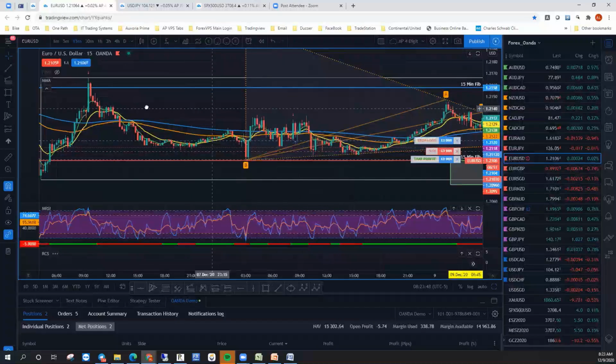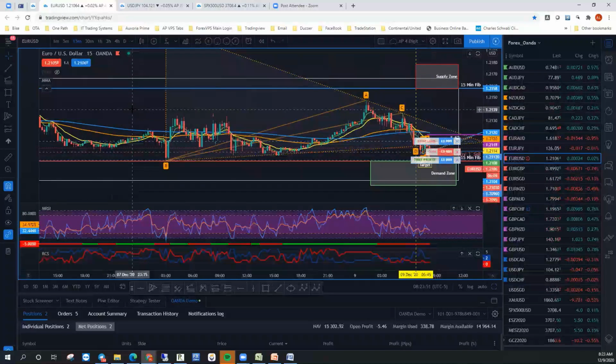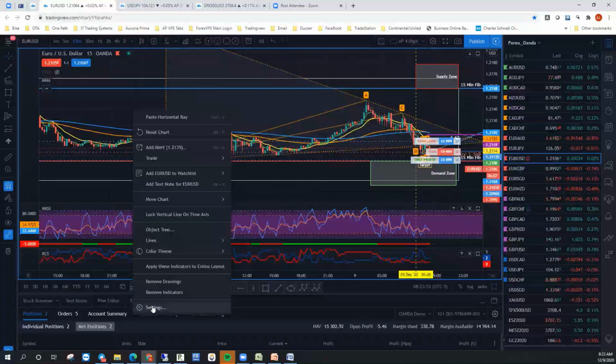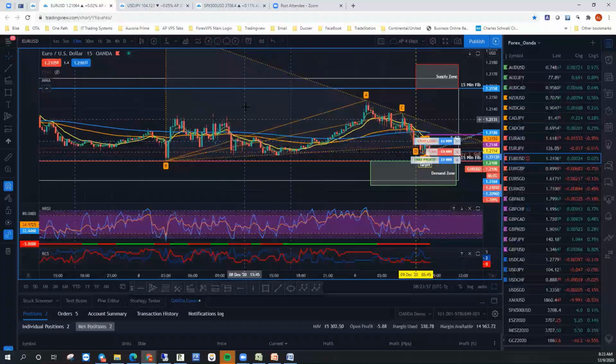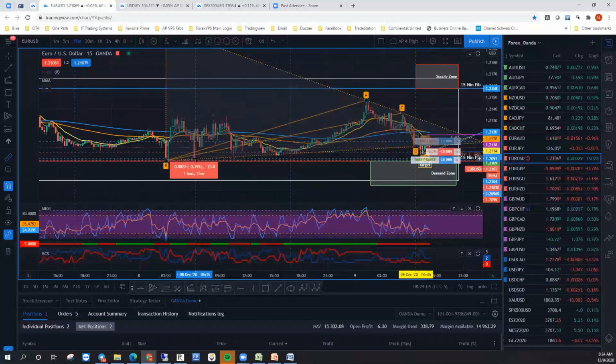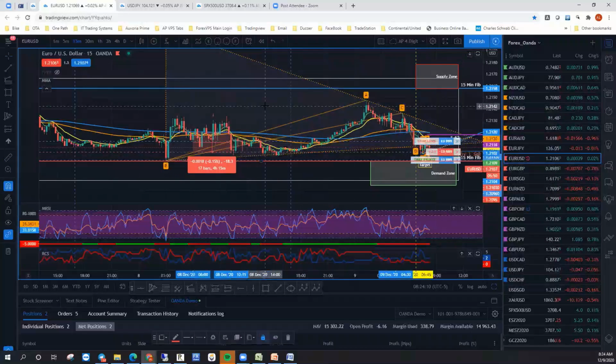Let me see if I can, where's my blue lines here? Session breaks. So here's Tuesday's range from here to here, which was like nothing. That was pretty much consolidating and basing right here. That's only a 23 pip range. That was all day for that pair.